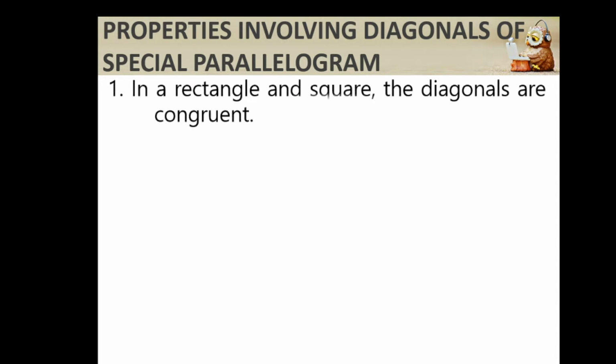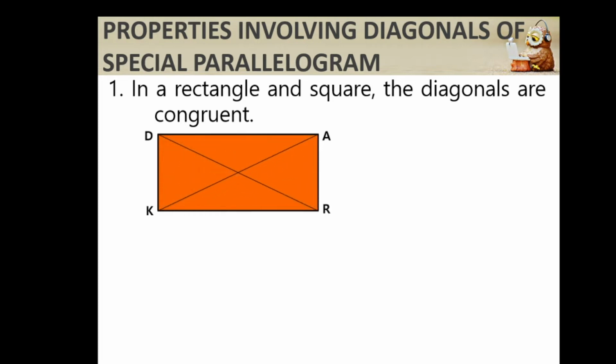The first property involving diagonals of a special parallelogram states that in a rectangle and square, the diagonals are congruent. Suppose we have parallelogram DARK. If the diagonals TR and AK are congruent, we can say that the parallelogram is a rectangle or a square. Take note that when we say congruent, this means that the parts are equal or have the same measure.